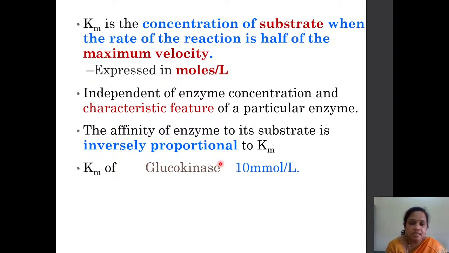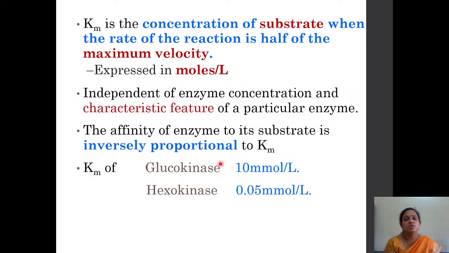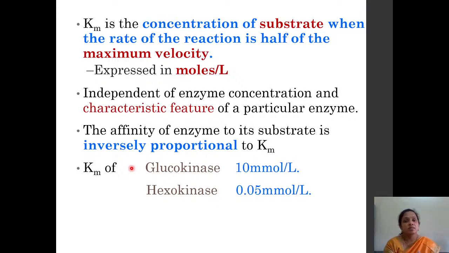Km of glucokinase is 10 millimoles per liter and that of hexokinase is 0.05 millimoles per liter. This shows that the affinity of glucokinase towards glucose is very low when compared to the affinity of hexokinase towards glucose. So the affinity of an enzyme to its substrate is inversely proportional to the Km. The higher the Km, the lower the affinity of the substrate towards the enzyme. This is about the Km. Actually, we take almost 2 classes to teach this topic in a normal offline class.